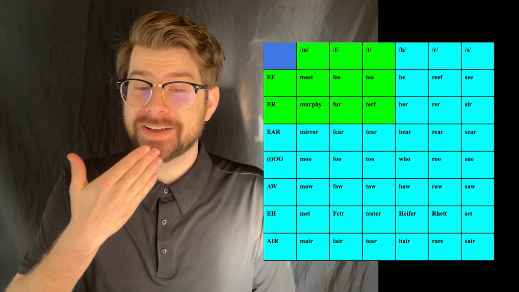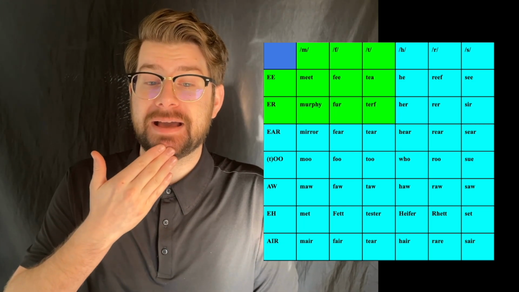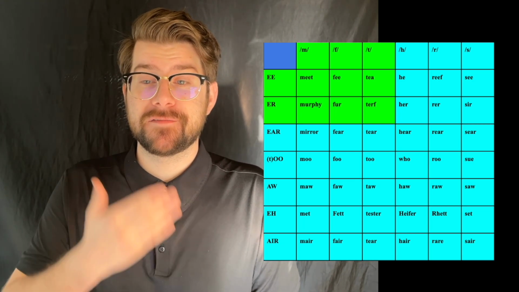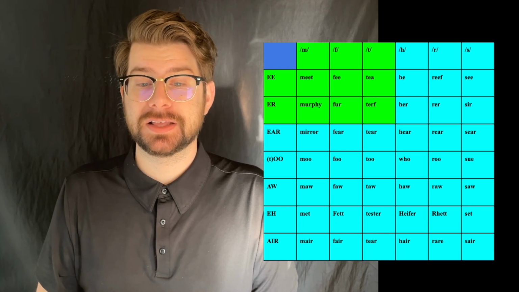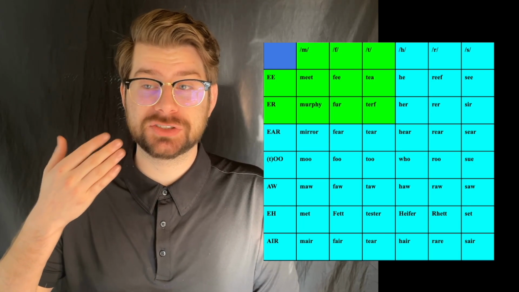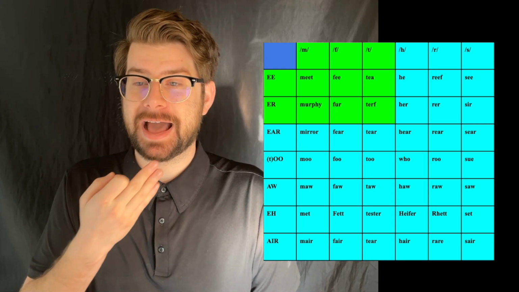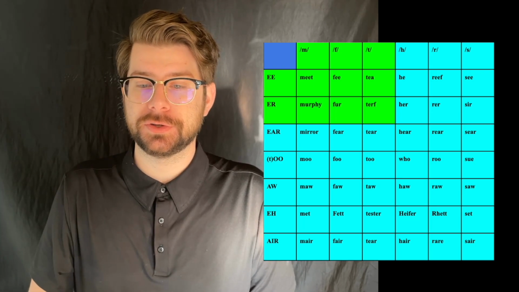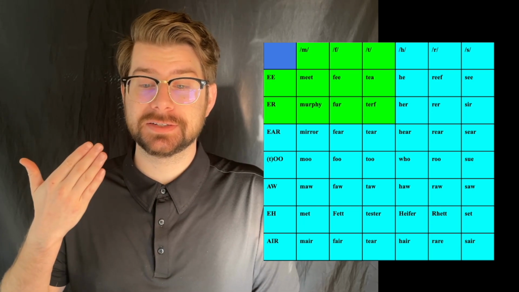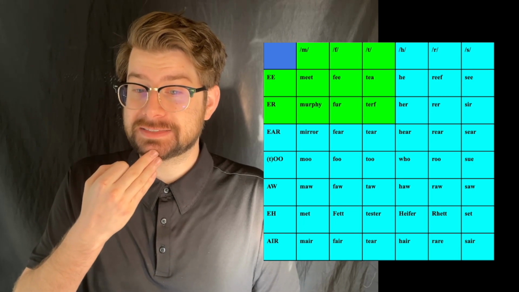Now for eh, we have met, fet, tester. We have heifer, rat, and finally set.